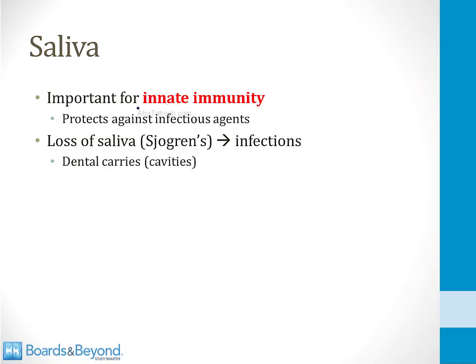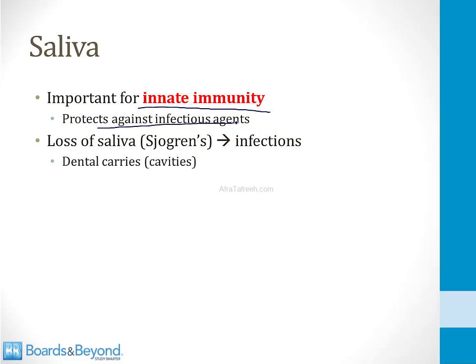Saliva is an important component of innate immunity. The innate immune system is our immune system that can react sort of at a moment's notice, in contrast to the adaptive immune system of B and T cells, which takes several days to get going. And saliva is part of the innate immune system and therefore protects us against infectious agents.